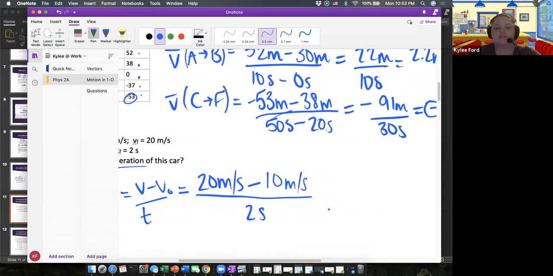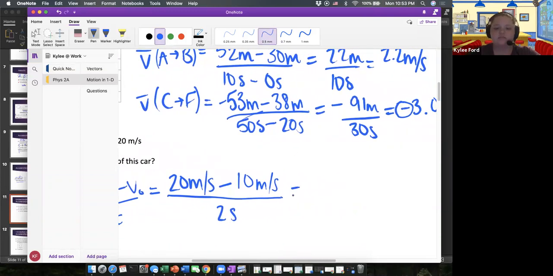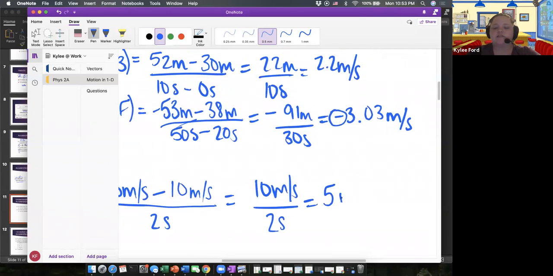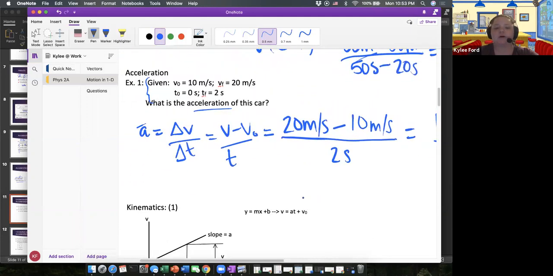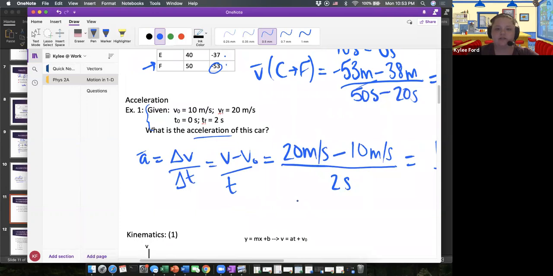So what is the acceleration? Let's see. 20 minus 10 is 10 meters per second over 2 seconds. That tells us that it's 5 meters per second squared is our acceleration. And remember that it is positive. So that tells us our acceleration is positive, so we're moving in the positive direction.